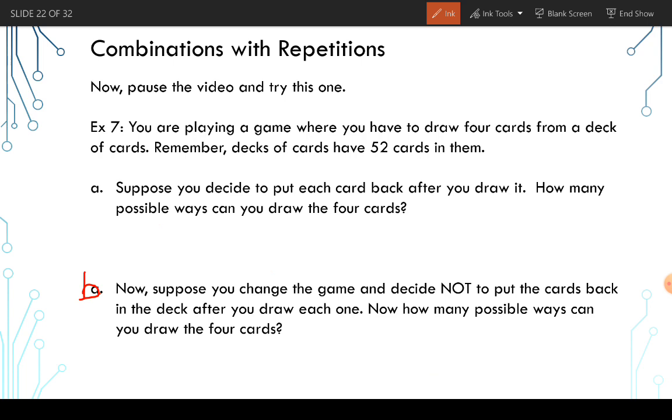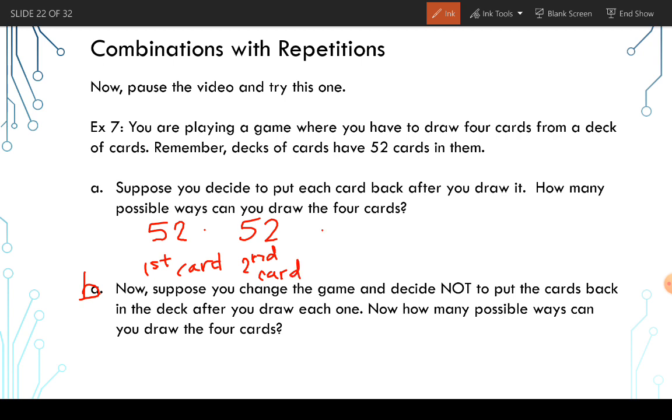All right, suppose you decide to put each card back in the deck after you draw it. Okay? How many possible ways can you draw 4 cards? So there are 52 cards in a deck. Okay? So when I pull my first card, I have 52 options. Okay? I pull that first card, I put it back in. When I pull my second card, I have another 52 options because I put that card that I chose back in the deck. So there's still 52 cards there.